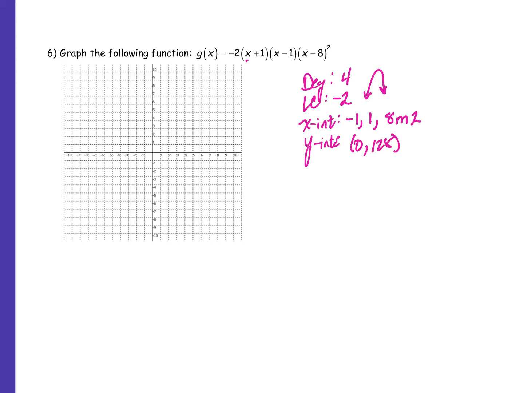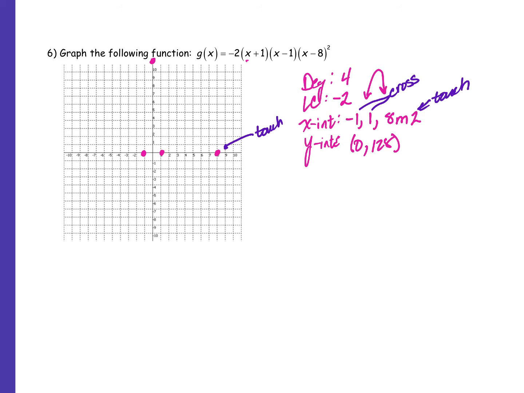So I'm going to plot my x-intercepts. I've got 1 and -1 and 8 with a multiplicity of 2. And my y-intercept is (0, 128). I'm just going to put it up here above 10. So they're both going to open down. At 8, at this point right here, it's going to touch. It's not going to cross. At the 1 and -1, they're going to cross. So these two are going to cross, and this one is going to touch because there's a multiplicity of 2.